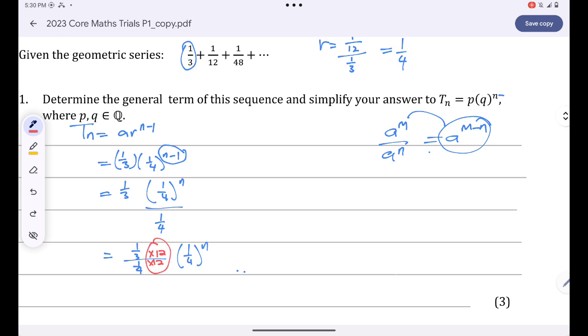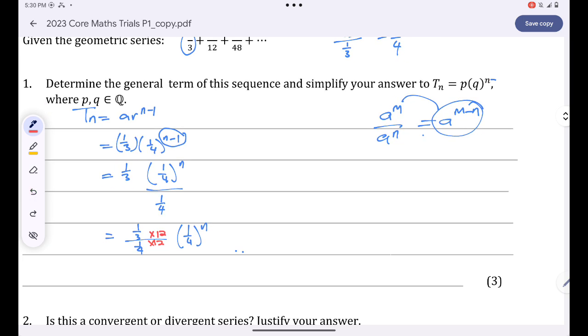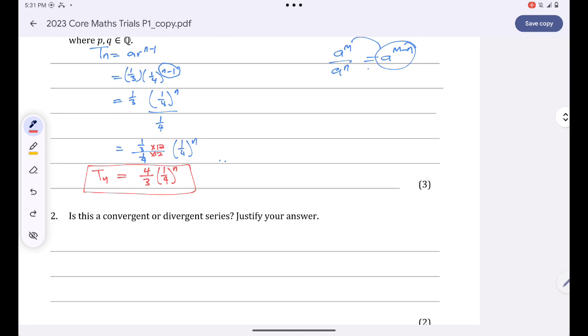By just doing this, guys, I'm not changing anything. 12 over 12 is 1. If I multiply a number by 1, I'm not changing anything. And then I'll end up having 3 multiplied by 12, that's 4. And then I'll have 3 at the denominator, and then that's 1 over 4 to the power n. So this is my simplified version of the nth term. The nth term is equal to that.